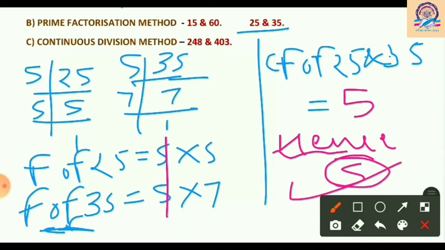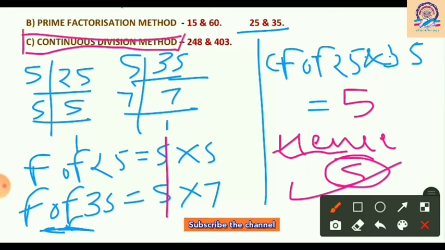Now come to the next method, that is the continuous division method. And what is the difference between all these methods? First was the factor method, second was the prime factorization method, and third is the continuous division method. The continuous division method is an all-in-one method, all for one. We use this method to find the HCF of big numbers, and it is also very helpful for finding the HCF of small numbers. If you practice this method, you don't need to practice the other two. It is very easy and very helpful for finding the HCF.